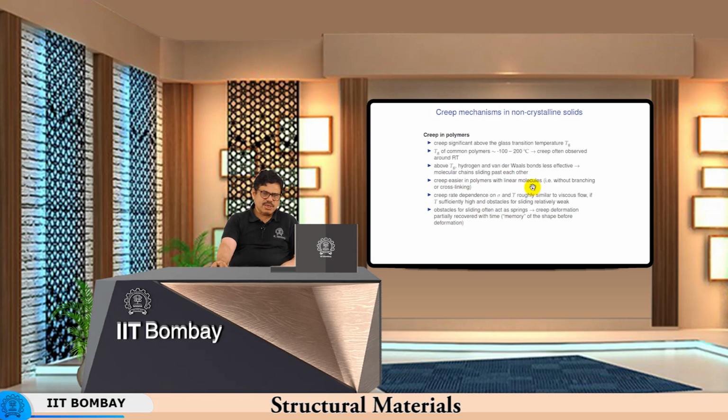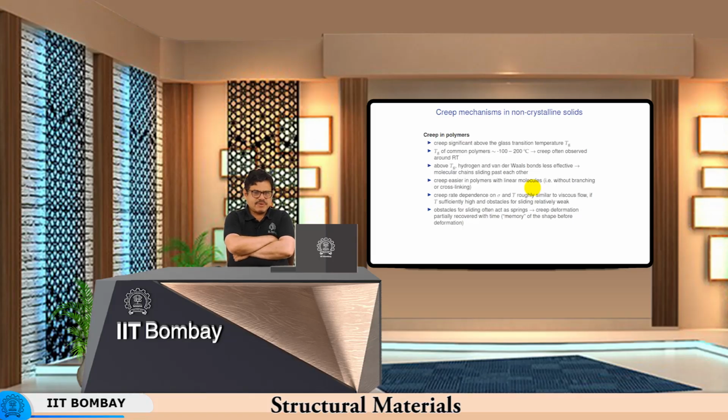Creep is easier in polymers with linear molecules, because these molecules are the outcome of the chains folding over and over for a large amount of length. So, number of layers are created, and therefore when you have linear molecules, then these twist over or they get laid in a folded condition, so that the entire length can be accommodated. So, creep rate depends on sigma and temperature and is roughly similar to viscous flow.